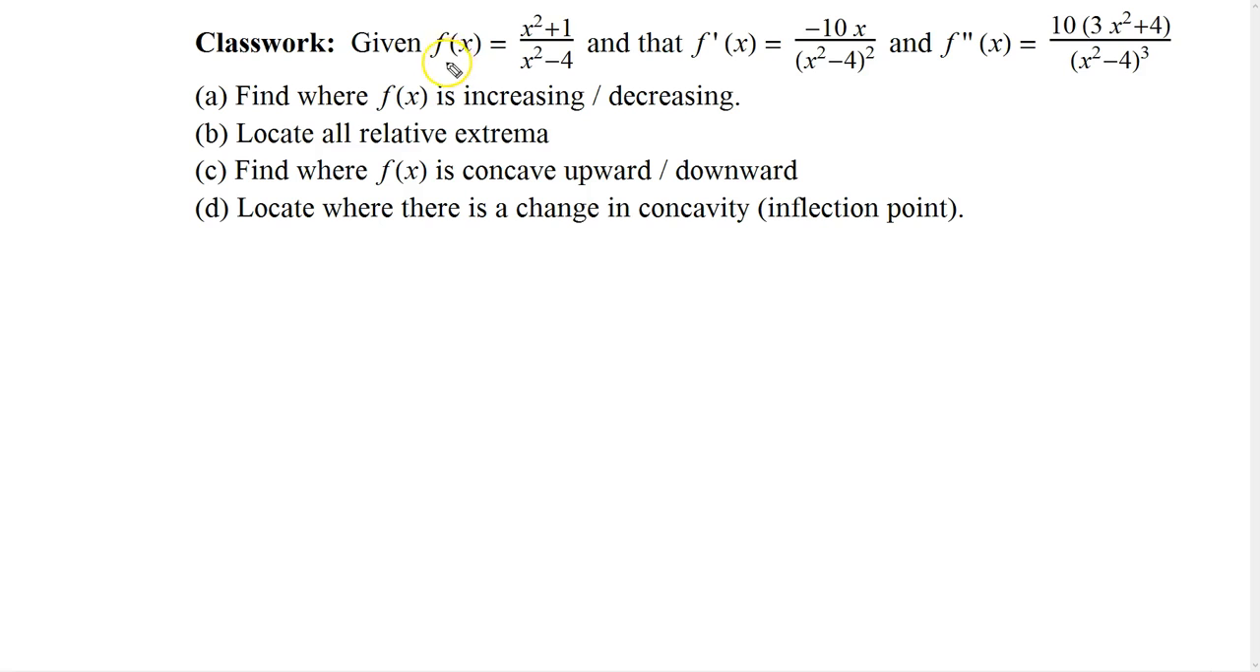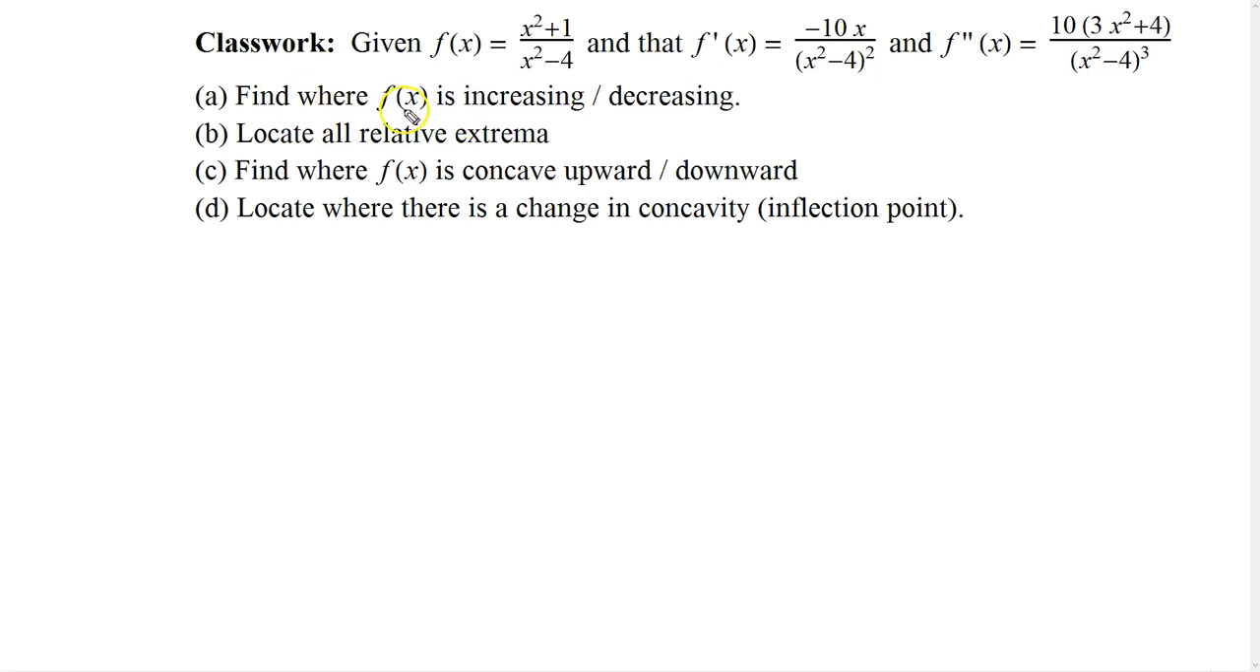So we're given the function f of x equals x squared plus 1 divided by x squared minus 4. This is a rational function, a quotient of two polynomials. To save time, we're also given that the derivative is this rational function and the second derivative is this. Now you can check those out. You could evaluate the derivative of this by hand and you'll see that you get this, then take the derivative of this and verify that you get this as the second derivative.